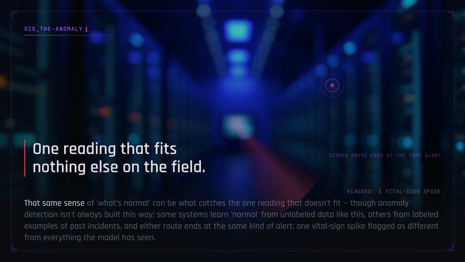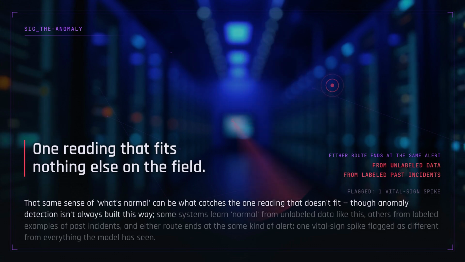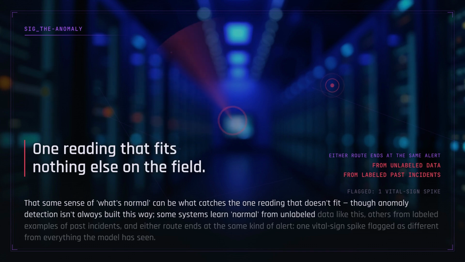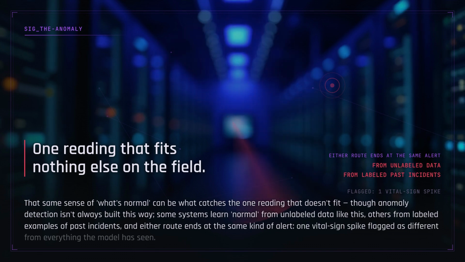That same sense of what's normal can be what catches the one reading that doesn't fit. Though anomaly detection isn't always built this way, some systems learn normals from unlabeled data like this, others from labeled examples of past incidents, and either route ends at the same kind of alert, one vital sign spike flagged as different from everything the model has seen.